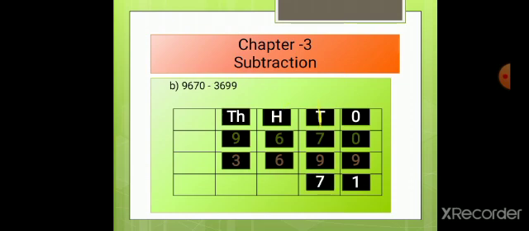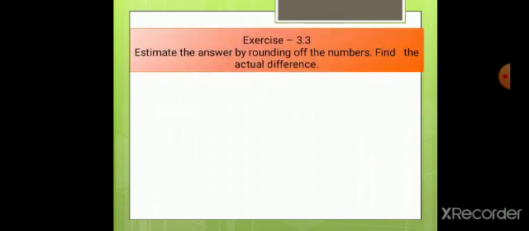Then you have given 1 to this, so it is 5. So 5 minus 6 is not possible. So you will again borrow 1 from this 9. So it will be 8 here. And here 8 minus 3 is 5. So your answer is 5971. Okay.